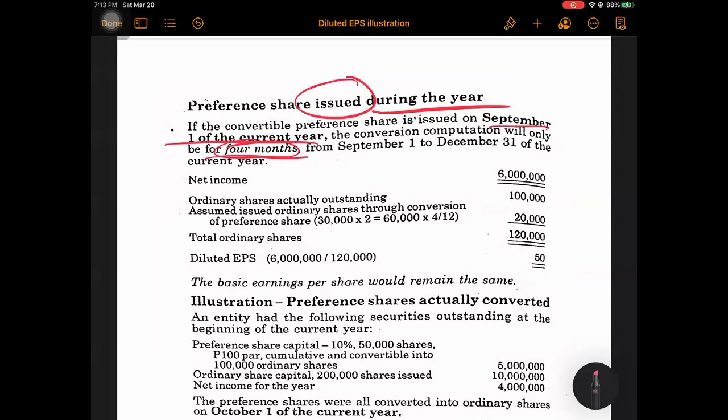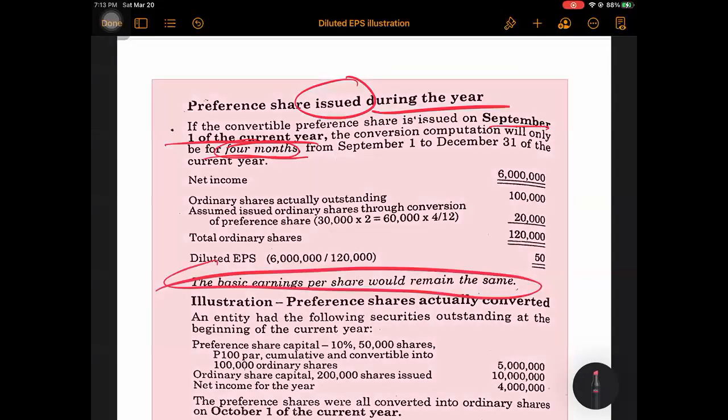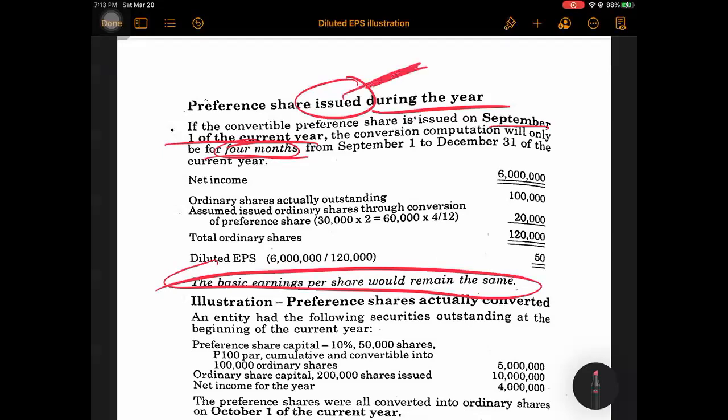Basic earnings per share, no effect. It would remain the same. It only affects the computation of diluted earnings per share, because your basic earnings per share is only affected if there is actual conversion. Okay, so if this is the case, it was issued during the year, not at the beginning of the year. It is not outstanding at the beginning of the year. So in this case, it is issued and outstanding on September 1 of the current year.